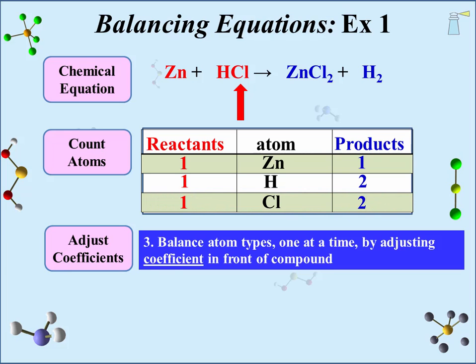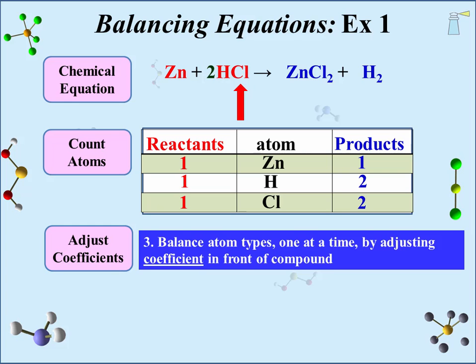What whole number coefficient could be added in front of the HCl to boost the count of chlorines to 2? Remember, the number of atoms in a compound of a chemical reaction is gotten by multiplying the subscript of that atom by the coefficient of the compound. The subscript of the chlorine in HCl is an implied 1. Therefore, 1 times 2 will give 2 chlorine atoms.